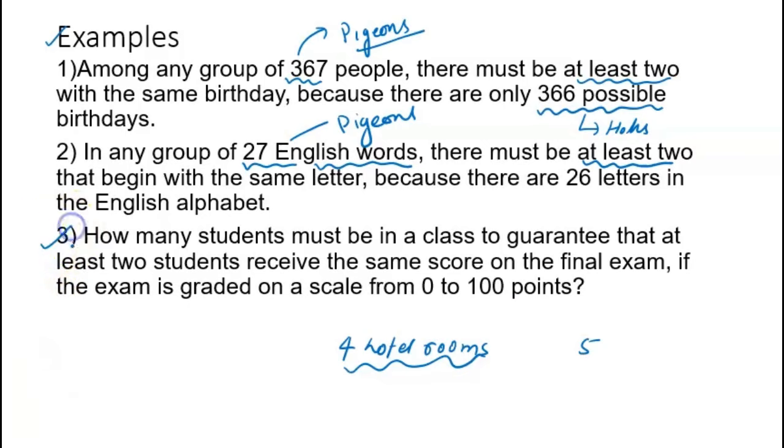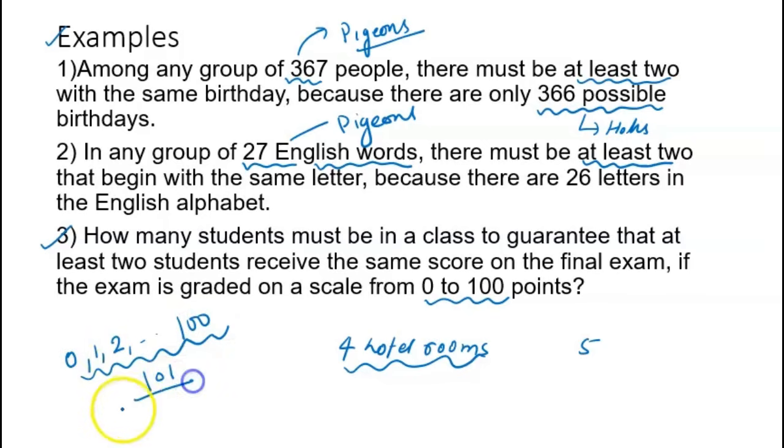Similarly, if you look at the third example, how many students must be in a class to guarantee that at least two students receive the same score on the final exam if the exam is graded on the scale of 0 to 100, right? So the exam is being graded from 0 to 100. How many possible scores are there? 0, 1, 2 up to 100. So the total number of possible scores that can be awarded to the students is 101.